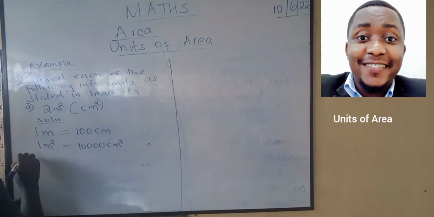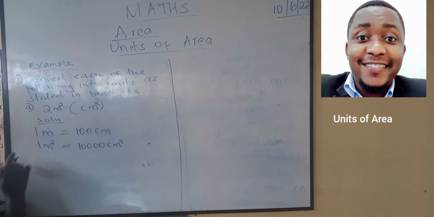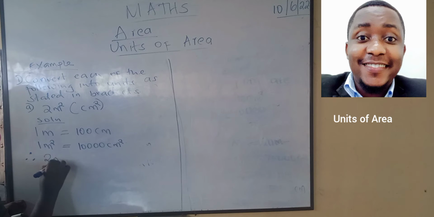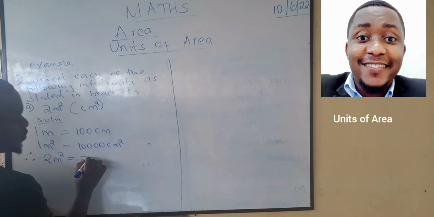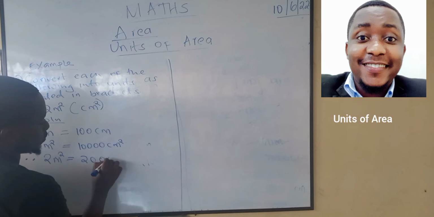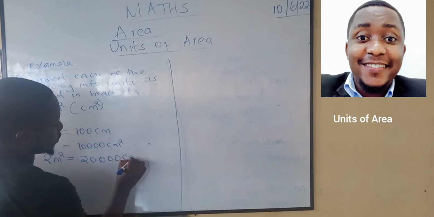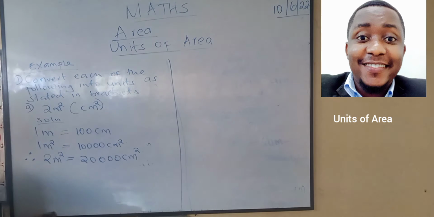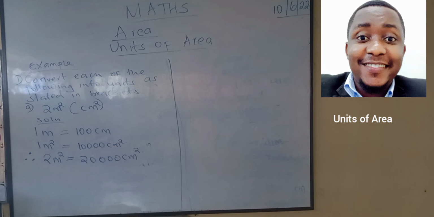Now that means, therefore, that 2 meters squared will be 20,000 centimeters squared.